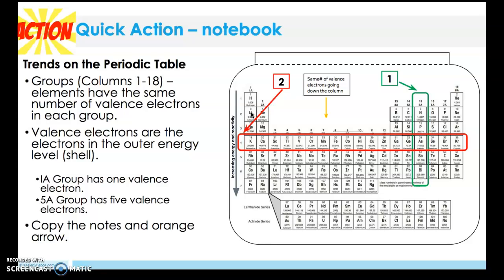Groups, or columns 1 through 18, have the same number of valence electrons in each group. Valence electrons are the electrons in the outer shell, just remember. A reminder, group 1A, which is right here, the alkali metals, I still can't remember it. My metals right here have 1 valence electron, and my group right here has 5 valence electrons.